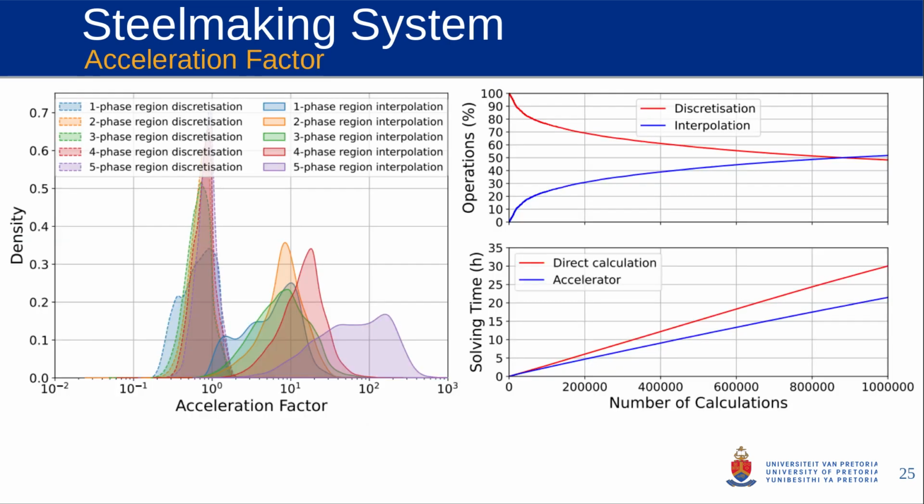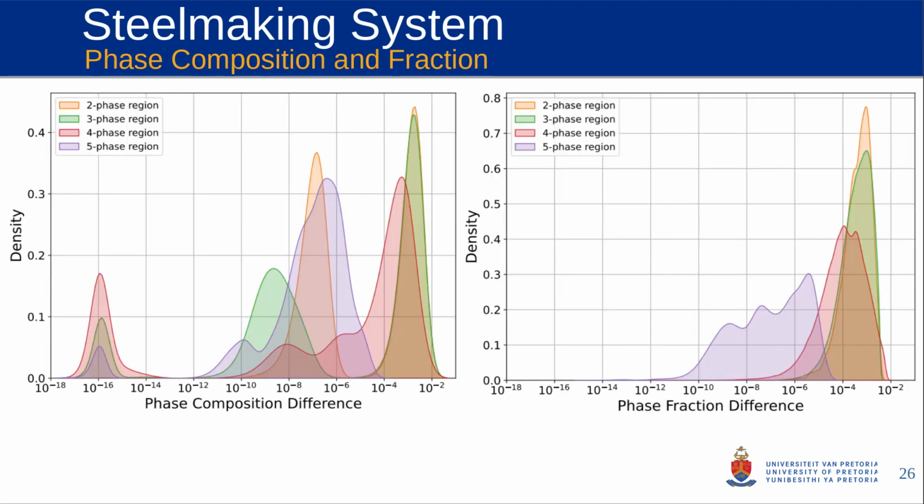Again, as in the ilmenite system, we can see that the acceleration factor associated with discretizations is less than 1, and with the interpolations again in the order of 10 to 100, with some reaching 1,000. It can be seen again that as the model progresses, more and more interpolations are performed, and in this case a model that could potentially have been 30 hours has been reduced to 22 hours.